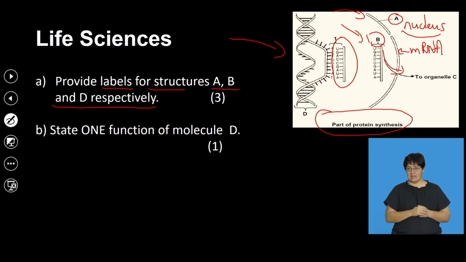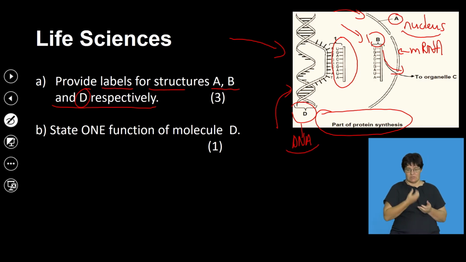And finally, we've got to look at structure D. If we look at structure D, guys, we can see that D is a double-stranded molecule, and that is essentially DNA that is coding for the specific gene that we need to produce the protein of.